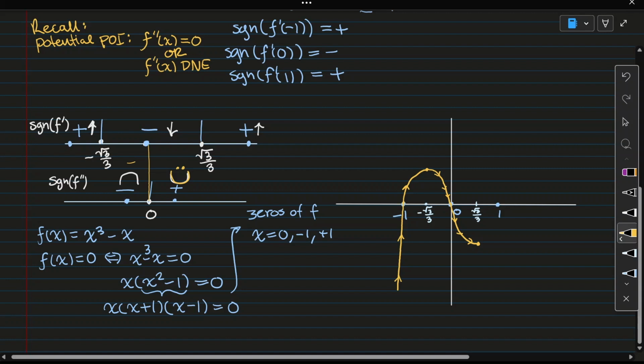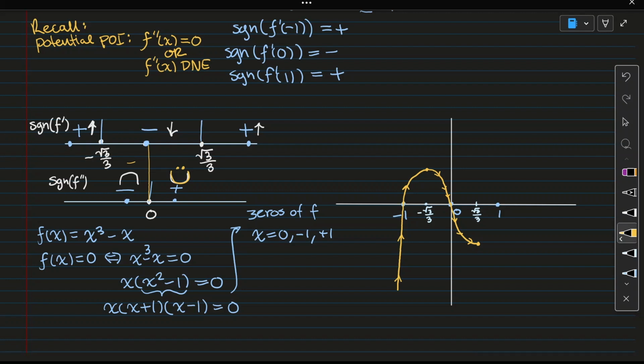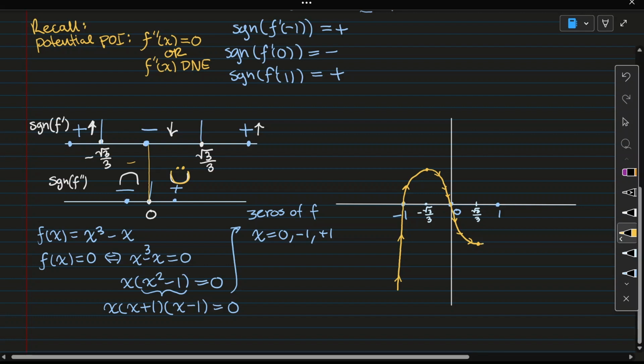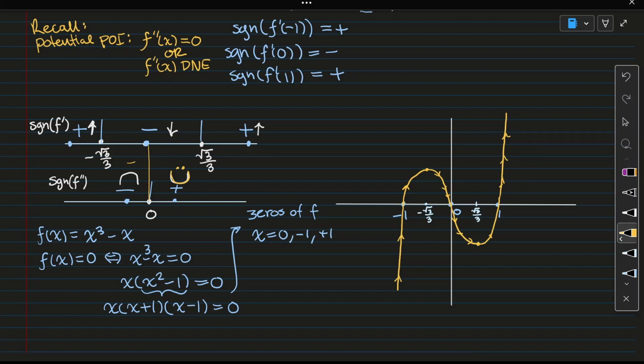And then at √3/3, I start increasing, and I'm curving up like a smiley face. So I start going up. This right here, I know it looks a little hairy, but this is what my curve looks like. So we've successfully graphed this curve.